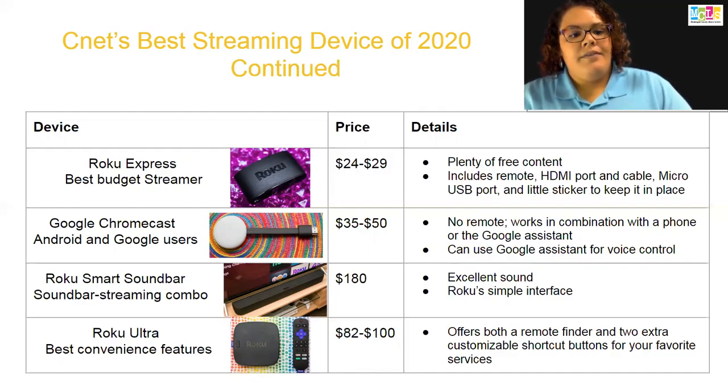And the last one we have here is Roku's Ultra, and it has the best convenience features. So it offers both a remote finder and 2 extra customizable shortcut buttons for your favorite services. So if you have a hard time remembering where things are, this one's for you. So those are some of the top streaming devices that CNET offers.